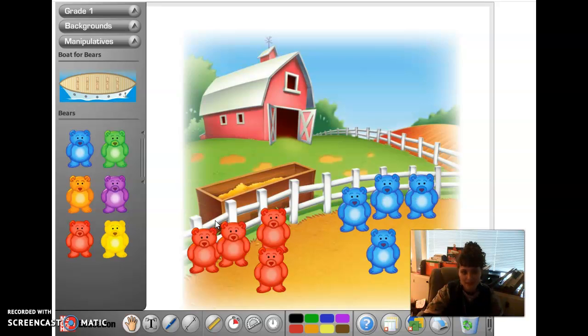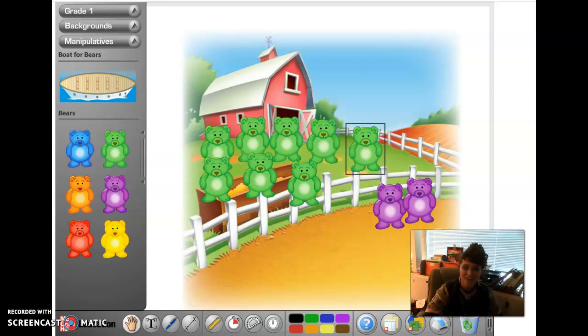Okay, for the next one, I have 4 red bears on the farm and 4 blue bears join the farm. How many total bears are on the farm? So count all those bears. If you need to pause the video, you can pause the video. Okay. Let's count all of our bears. 1, 2, 3, 4, 5, 6, 7, 8 bears on the farm. Awesome.